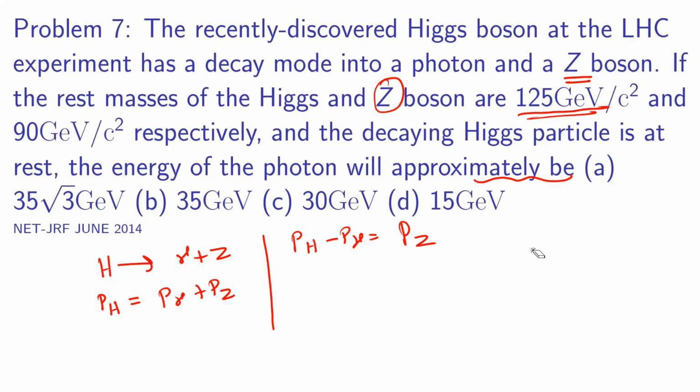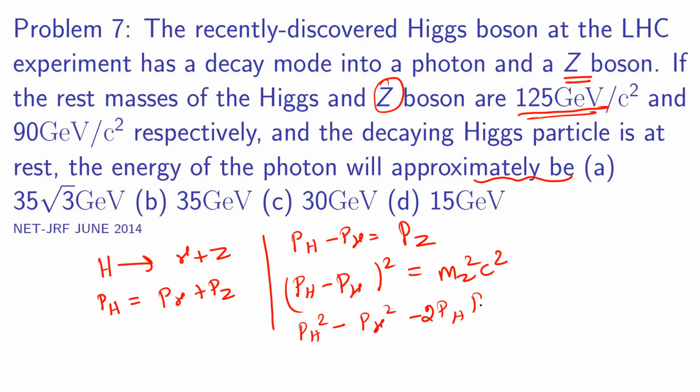Okay. Now you square this. So Ph minus P gamma square is equal to Pz square, that's equal to mz square c square. Okay, so this is Ph square minus P gamma square minus 2Ph P gamma is equal to mz square c square. Okay, so this is Ph square is mh square c square. P gamma square is 0 because it's photon. All right, so minus 2. We've got Ph P gamma.